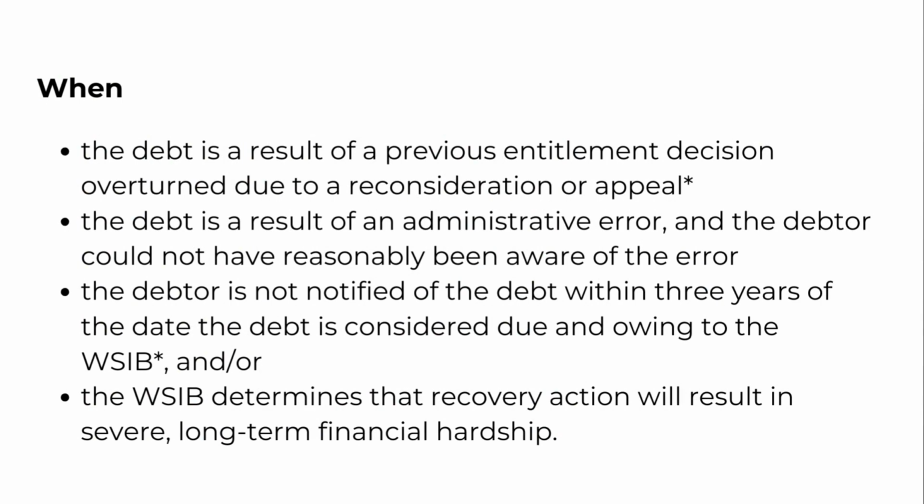The next section deals with situations where the WSIB does not pursue a benefit-related debt. In this regard, the policy states: when the debt is a result of a previous entitlement decision overturned due to reconsideration or appeal; the debt is a result of an administrative error, and the debtor could not have reasonably been aware of the error; the debtor is not notified of the debt within 3 years of the date the debt is considered due and owing to the WSIB; and/or the WSIB determines that recovery action will result in severe long-term financial hardship. So those are the instances where the WSIB does not pursue recovery of the debt.